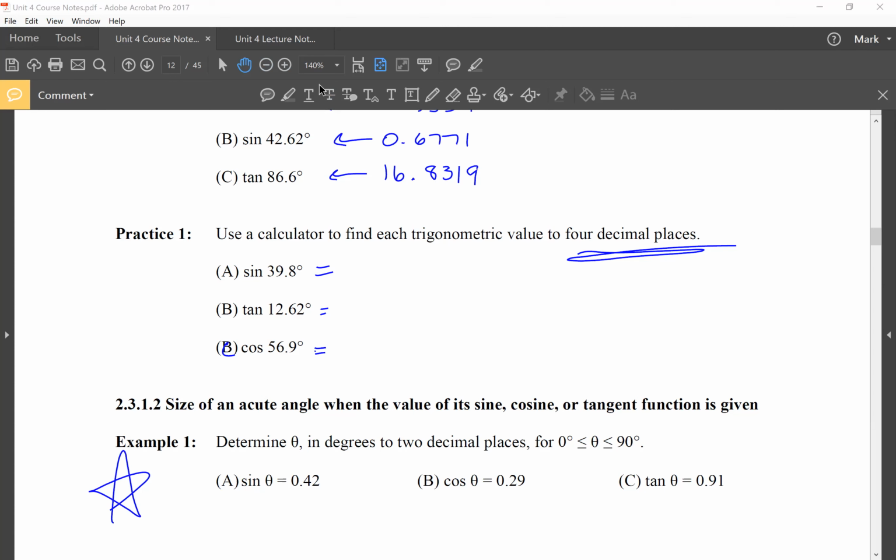I'll just give you another minute for this. Again, I don't see any answers, but if you have your calculator in front of you, just press sine 39.8 equals, tan 12.67 equals. So just take 1 more minute, and I'm going to move on quickly from this because really the next part is the most important part.